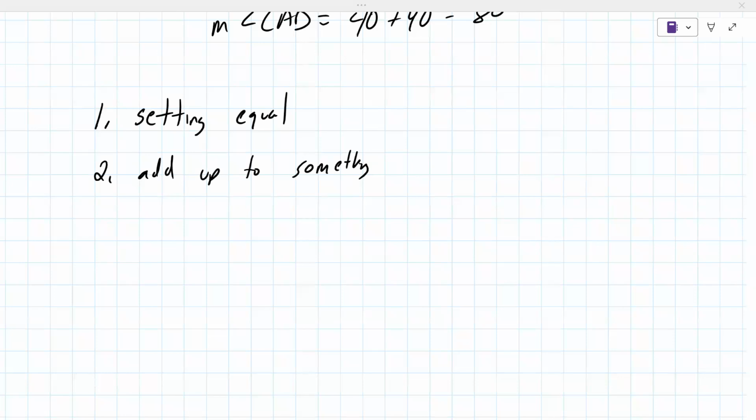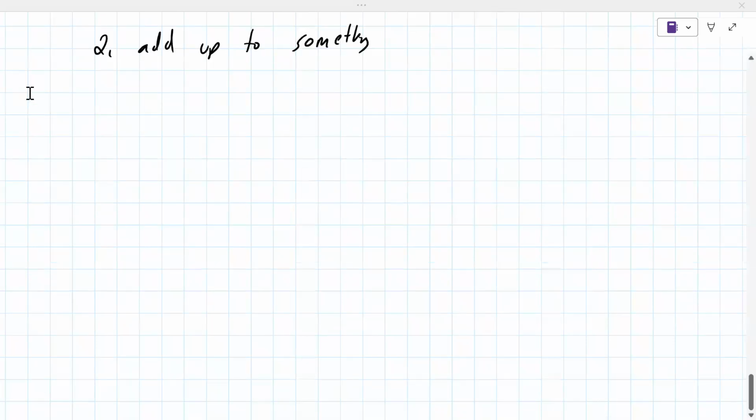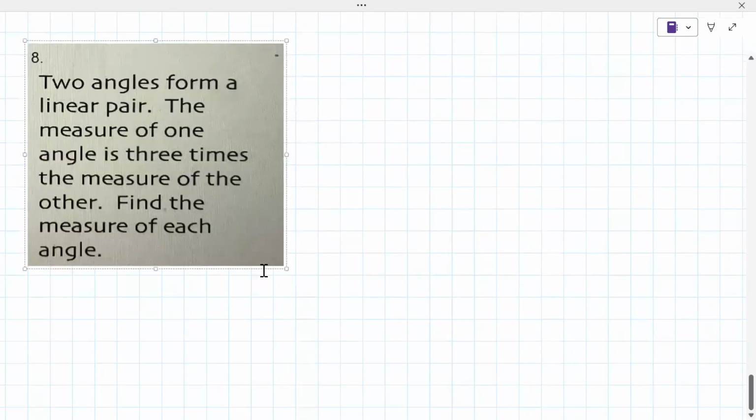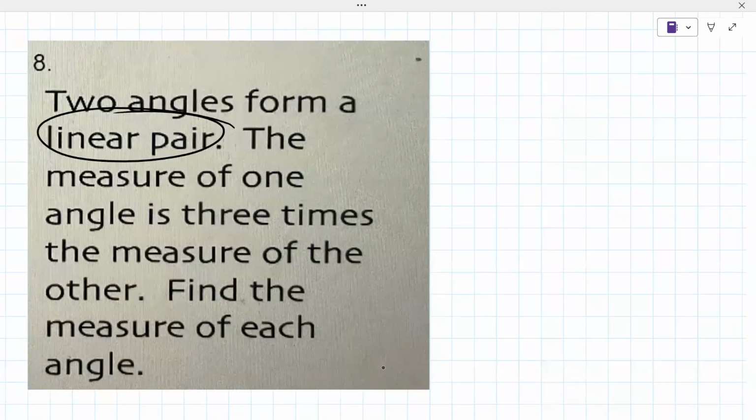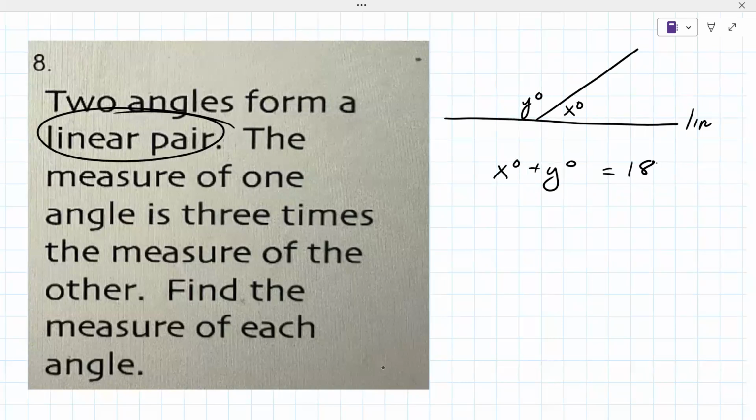So I'm actually going to do eight. I'll maybe have you do seven. Let's look at eight first. So it says two angles form a linear pair. Any idea what a linear pair is? It's okay if you don't. I'm just asking. Two things that are on the same line, yes. So this is a line. If I call this X and this Y, they form a linear pair. A linear pair adds up to 180.